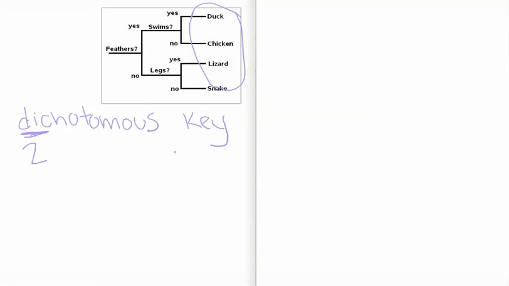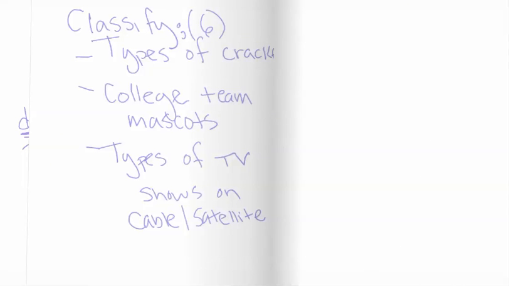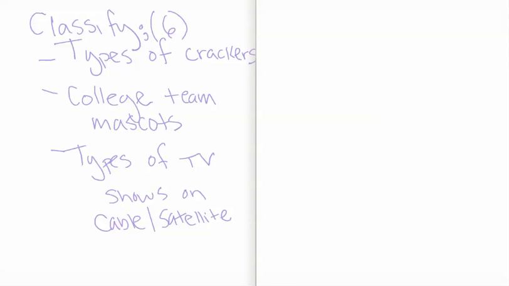And that's what I want you to practice with tonight, making a dichotomous key. So your assignment is to classify 6 of any of these. Okay, so pick 6 different items. Something like types of crackers. Okay, Ritz crackers, Wheat Thins, cookies, any type of cracker that you think you like, Goldfish, something like that.